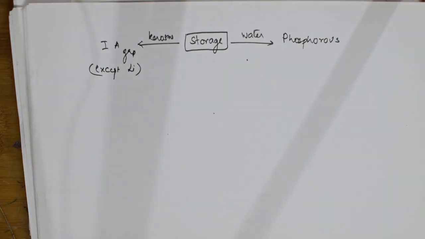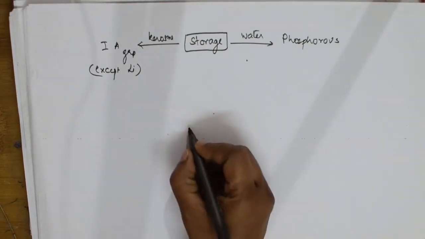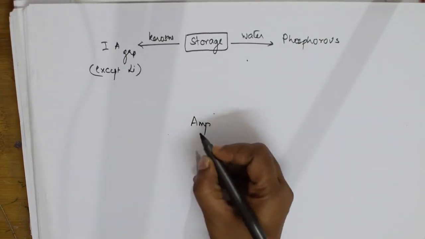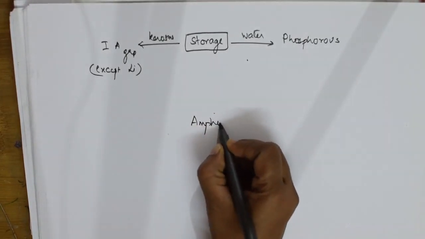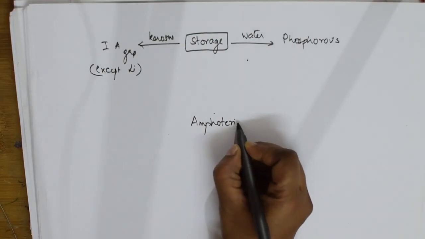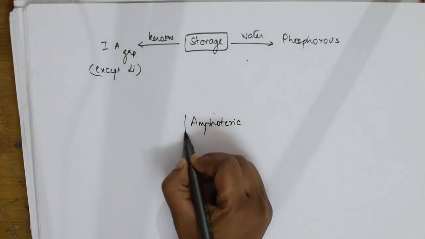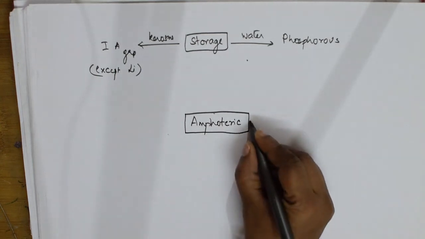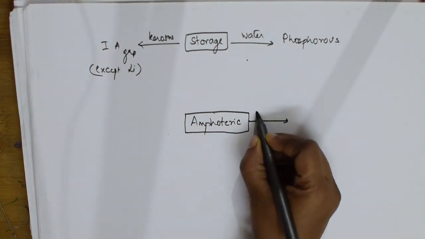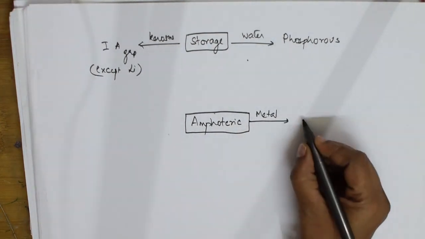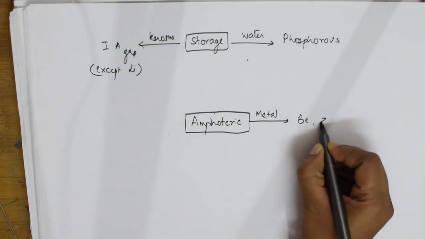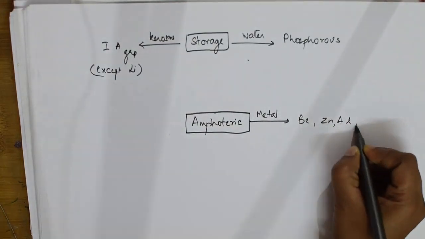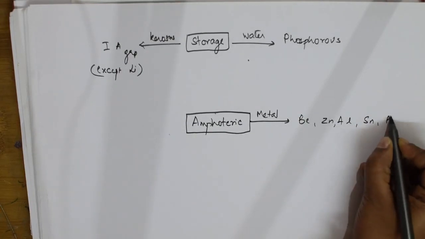Done, students. Now let me start one more concept here: amphoteric nature. Let us write that. Amphoteric. Abundance we have seen, now we will see amphoteric. That means the elements which react with both acid as well as base are amphoteric in nature. Now let us write here. First one, the amphoteric metals. What are the amphoteric metals we have? Beryllium, zinc, aluminium, tin and lead are amphoteric.